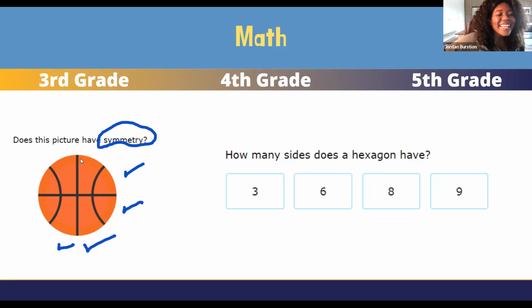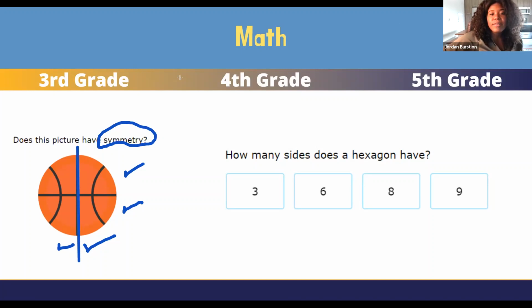Okay. Emery, can you see a picture of a basketball? Oops, let me minimize that. So it's on the left-hand side of the screen. And they're asking us, does this picture have symmetry? So does the picture look the same on the left-hand side and the right-hand side? So I'll split it down the middle. If we cut the basketball in half, does it look the same on the left and the right?